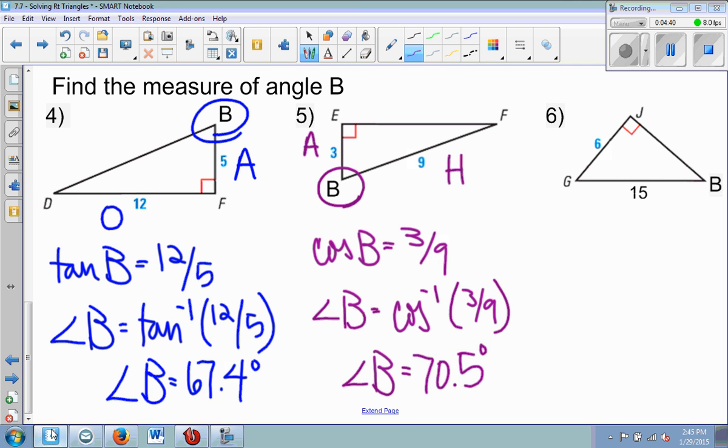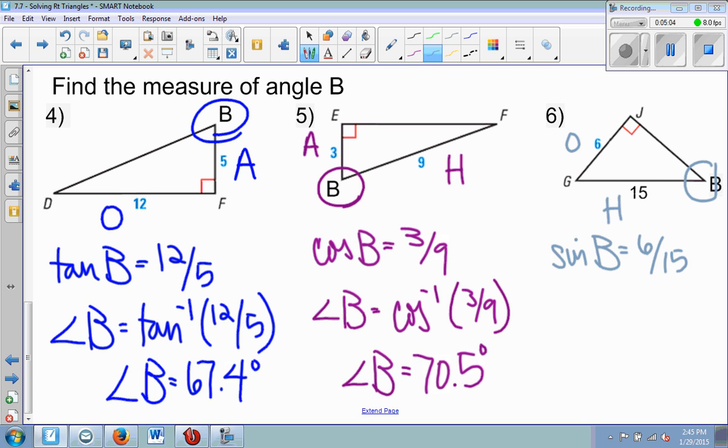The last one over here, first thing we do, circle the angle, which is B. From that angle, the 6 is the opposite side, the 15 is the hypotenuse. So if I want to figure out which trig ratio to use, O and H tell me to use sine. So we're going to say sine of angle B is equal to 6/15.